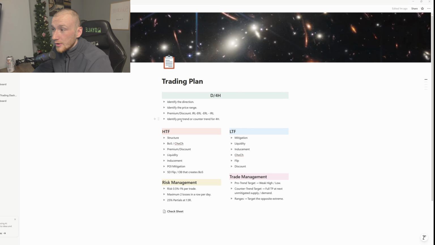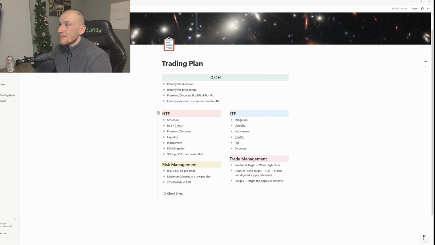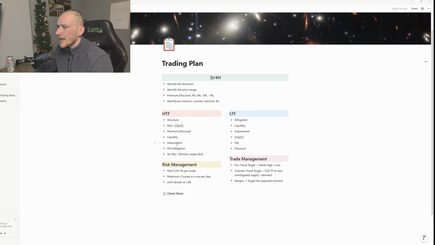Identify pro trend or counter trend for the H4. How am I supposed to identify when it doesn't tell me exactly how to identify it, which is kind of stupid back then, but I suppose it's all a learning phase at this point anyway. Higher time frame, structure, premium and discount, liquidity, inducement. Sure, I used that an awful lot. A lot of these things that you learn over time turn out to actually be nonsense until you filter it out. Then you realize how nonsense the thing actually is.